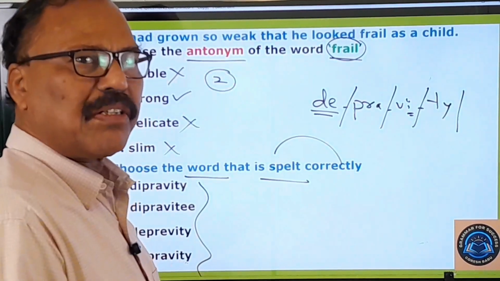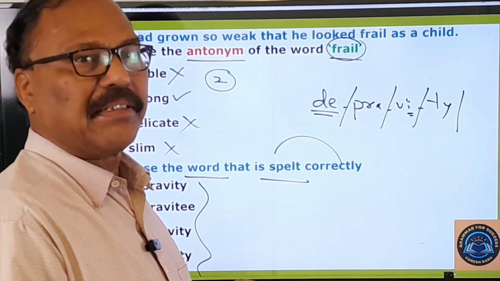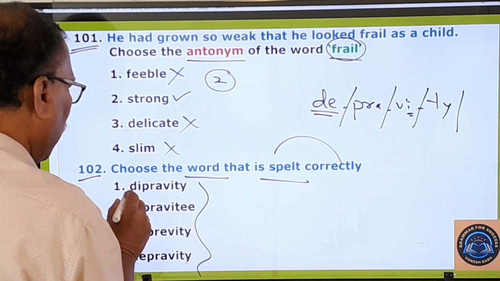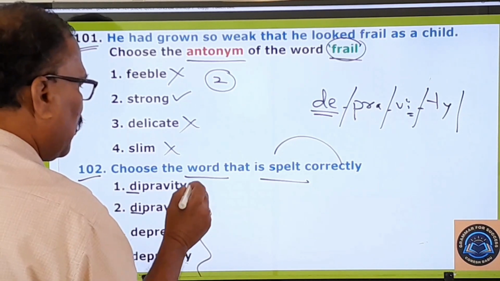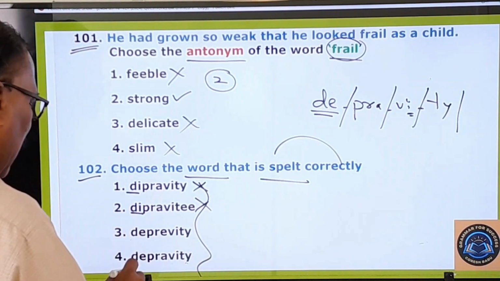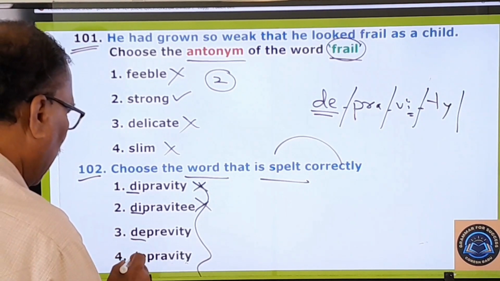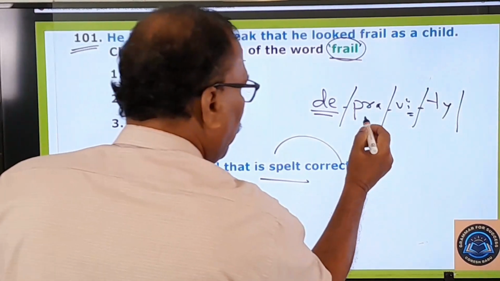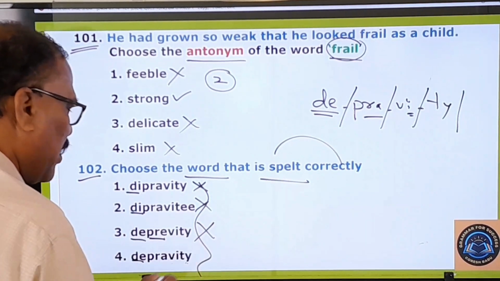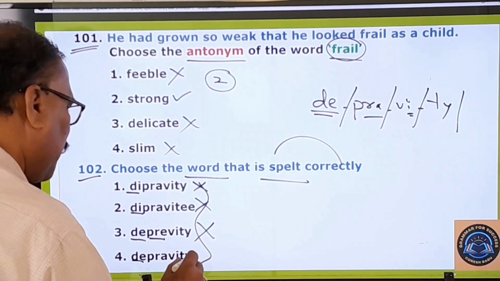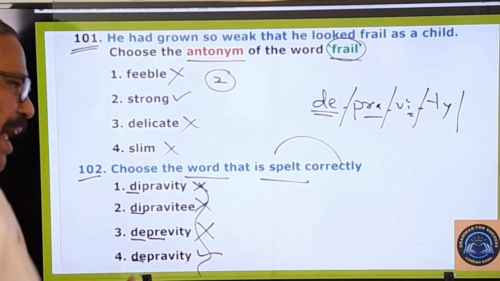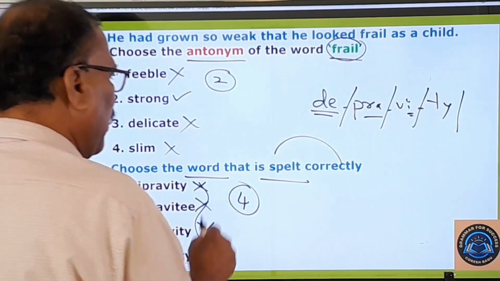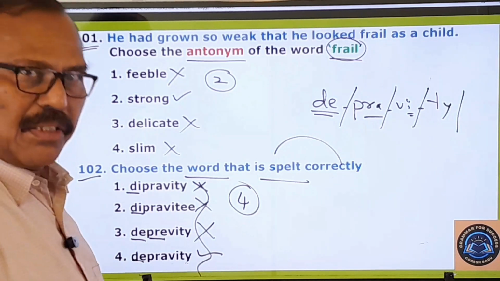Depravity means what? A corrupt practice. A corrupt practice, that is called depravity. Okay, and where is that now? This is beginning with DI. This is also beginning with DI. So therefore they are outright eliminated. And here third and fourth words are beginning with DE. Okay, but you go to the next syllable. Here PRE is there. Actually PRA must be there. So therefore this third option is also gone. And then depravity, this fourth one is correct. A corrupt practice. Okay, and here your answer choice is going to be the fourth one. Now let's move on to other questions.